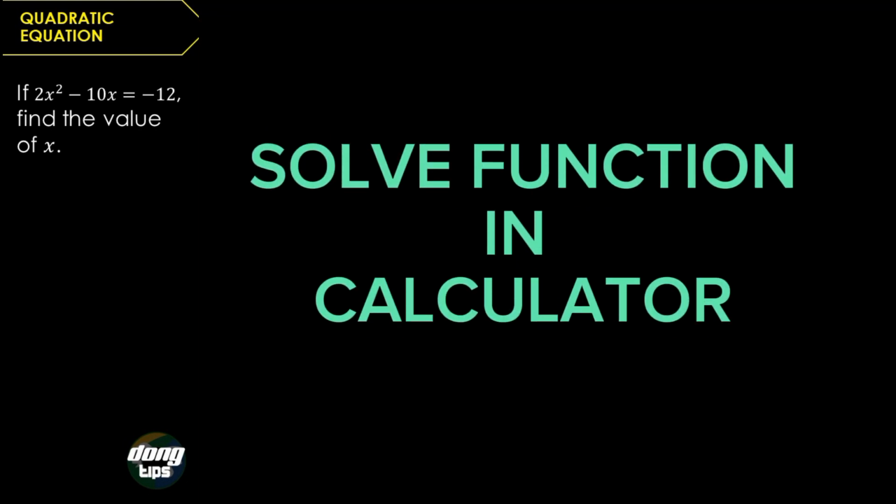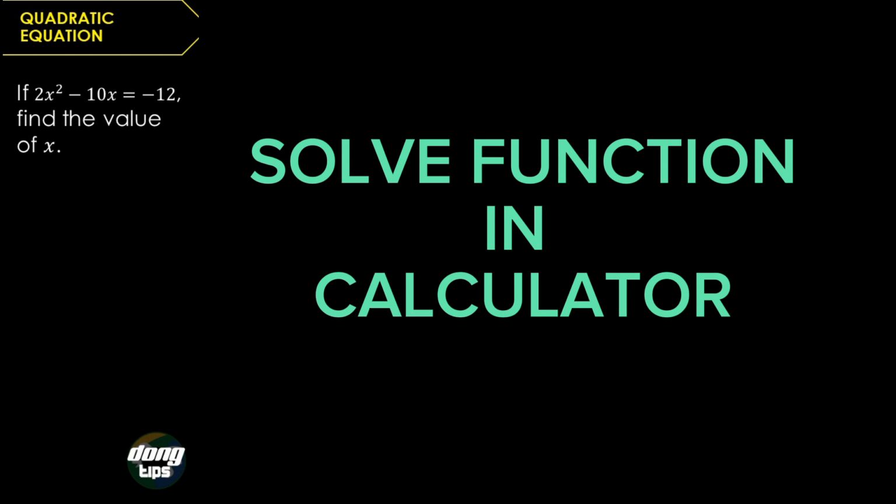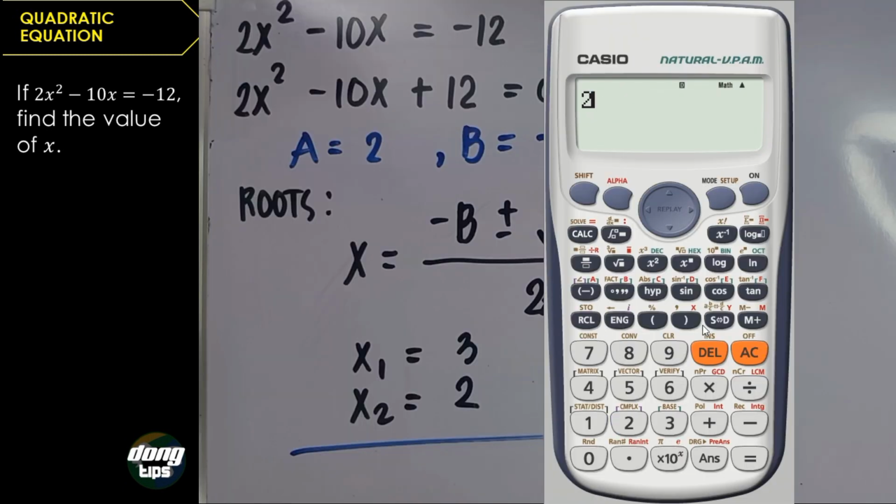Third way is to use the solve function in the calculator. Simply type the equation 2x squared minus 10x equals negative 12. Important tip: in a quadratic equation, there are always two possible roots. Press Shift, Solve. Here you can input a very large value, say 100, so that it will give you the larger value of the roots.